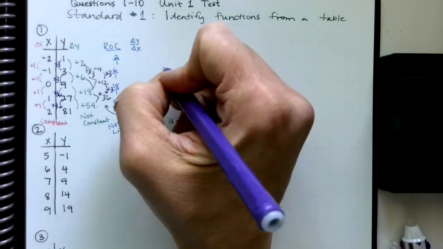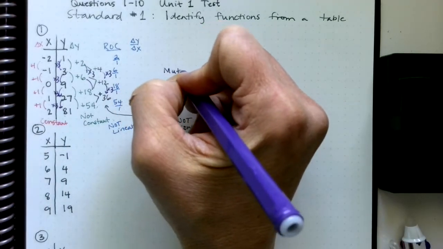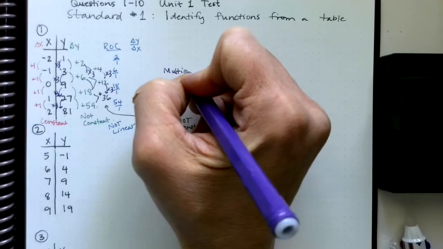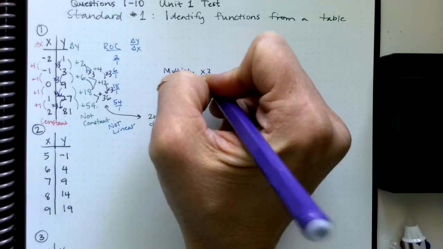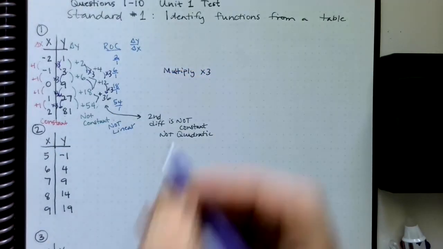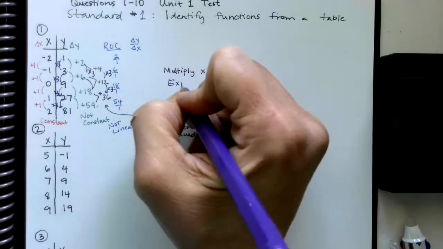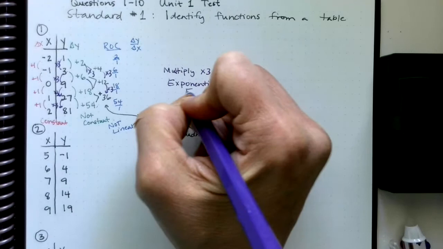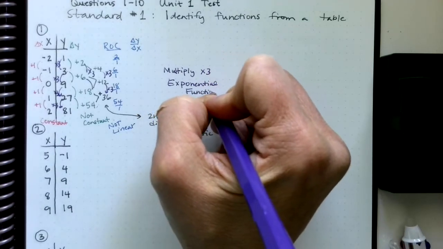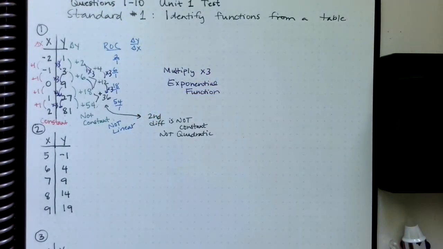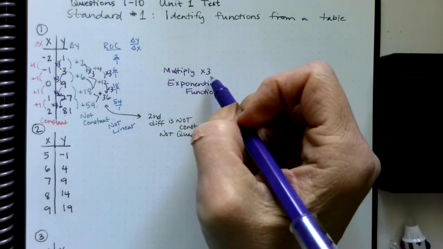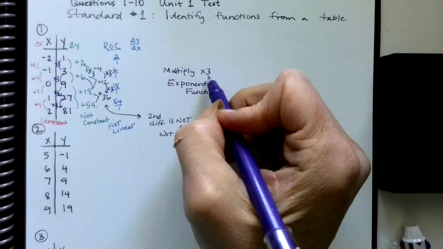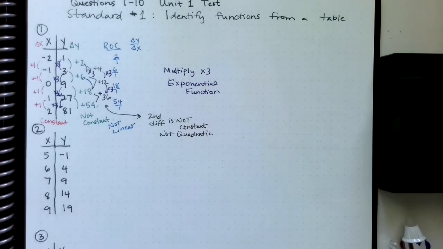So this is a multiply by 3 to get to the next term. This tells me that this is an exponential function. And we are done with identifying for that. This is not considered a constant rate of change because it is multiplication, just to point that out.